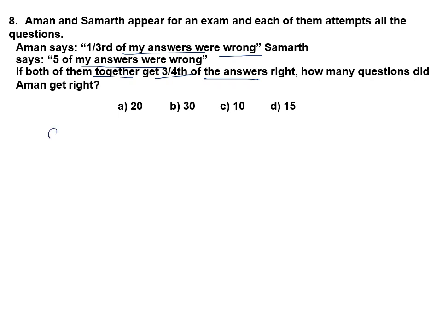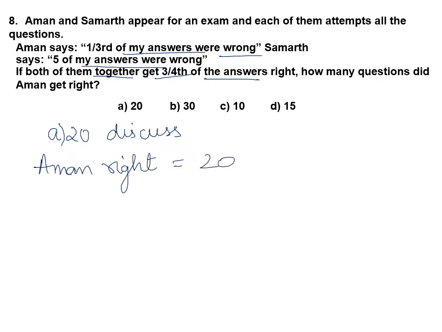तो पहले ऑप्शन ए जो कि 20 है, इसको डिस्कस कर लेते हैं. Let's discuss this option 20. सो लेट्स सी अमन ने राइट क्वेश्चंस करे 20, and if his 1/3 were wrong, that means 2/3 were right.